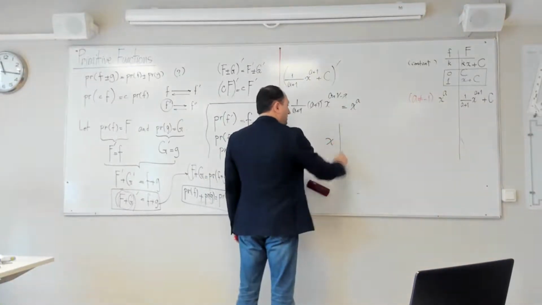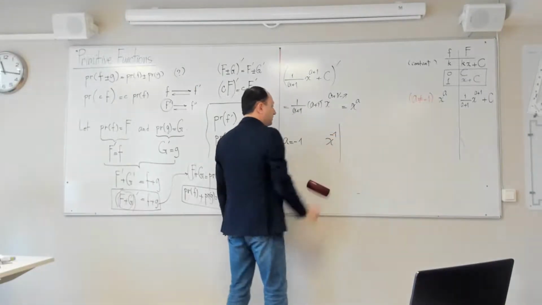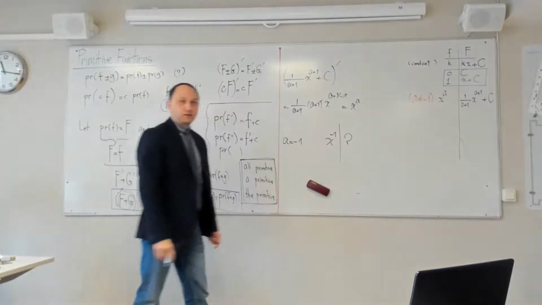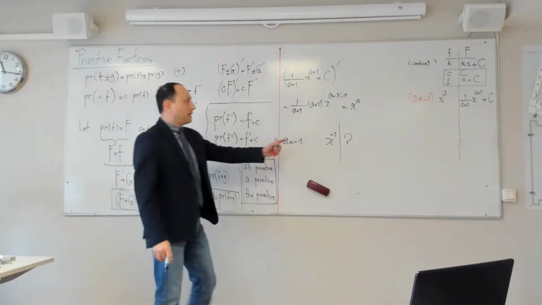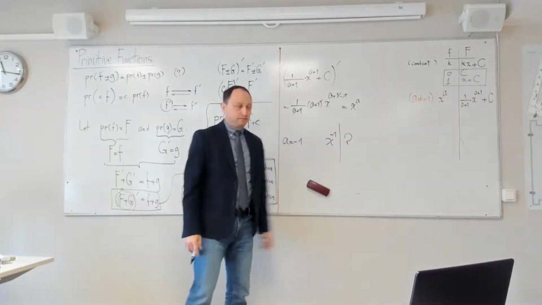So this is a vertical line. Let me put it here. I put x to the power of minus 1, and I want you to give me this question mark. You didn't know about this in Math 3C. So this is the only new lesson.